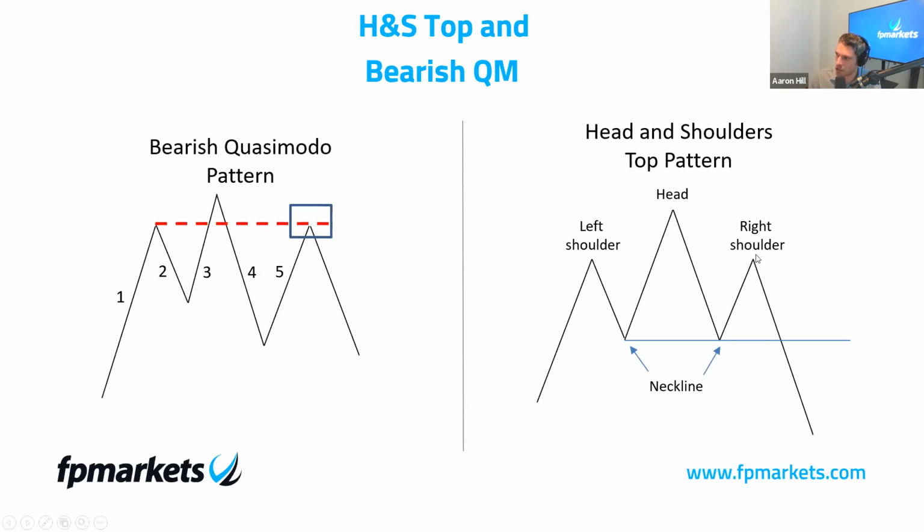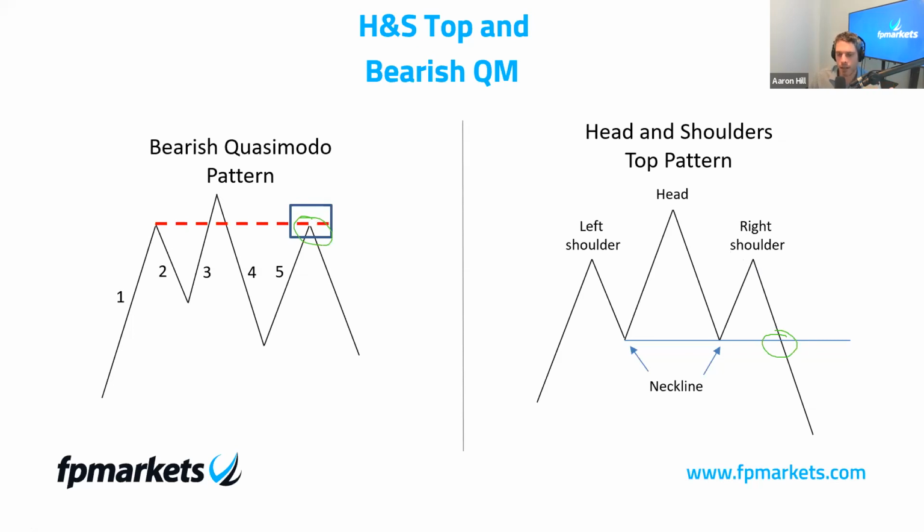Whereas with the head and shoulders, you have a right shoulder, and you're not entering short at this point unless you're not following the correct arrangement of the head and shoulders. You would be entering short at this point here. Whereas with the bearish Quasimodo pattern, you're entering short on the right shoulder.